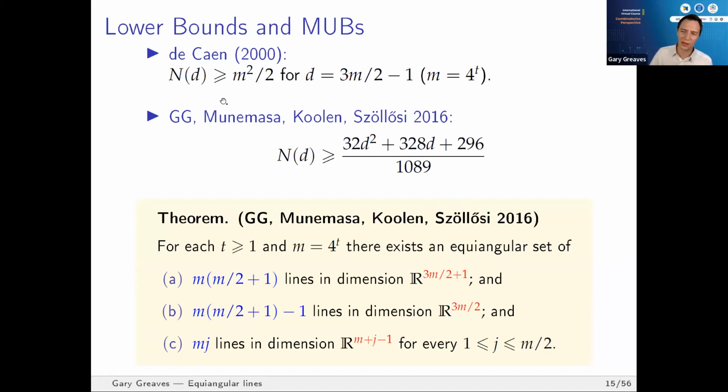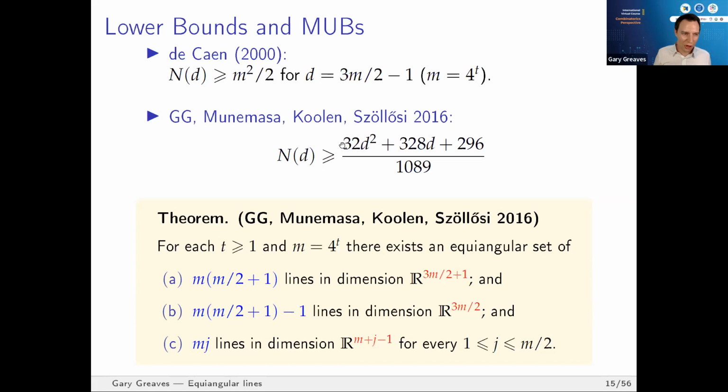So using this idea, pushing it a tiny bit, we can get this lower bound for n of d as this quadratic expression. So the important thing to note here is this is also a quadratic expression in d. This is 32d squared plus 328d plus 296 over 1089. So these numbers are not very important. Don't need to care about these coefficients really. Important thing is that it has order d squared.